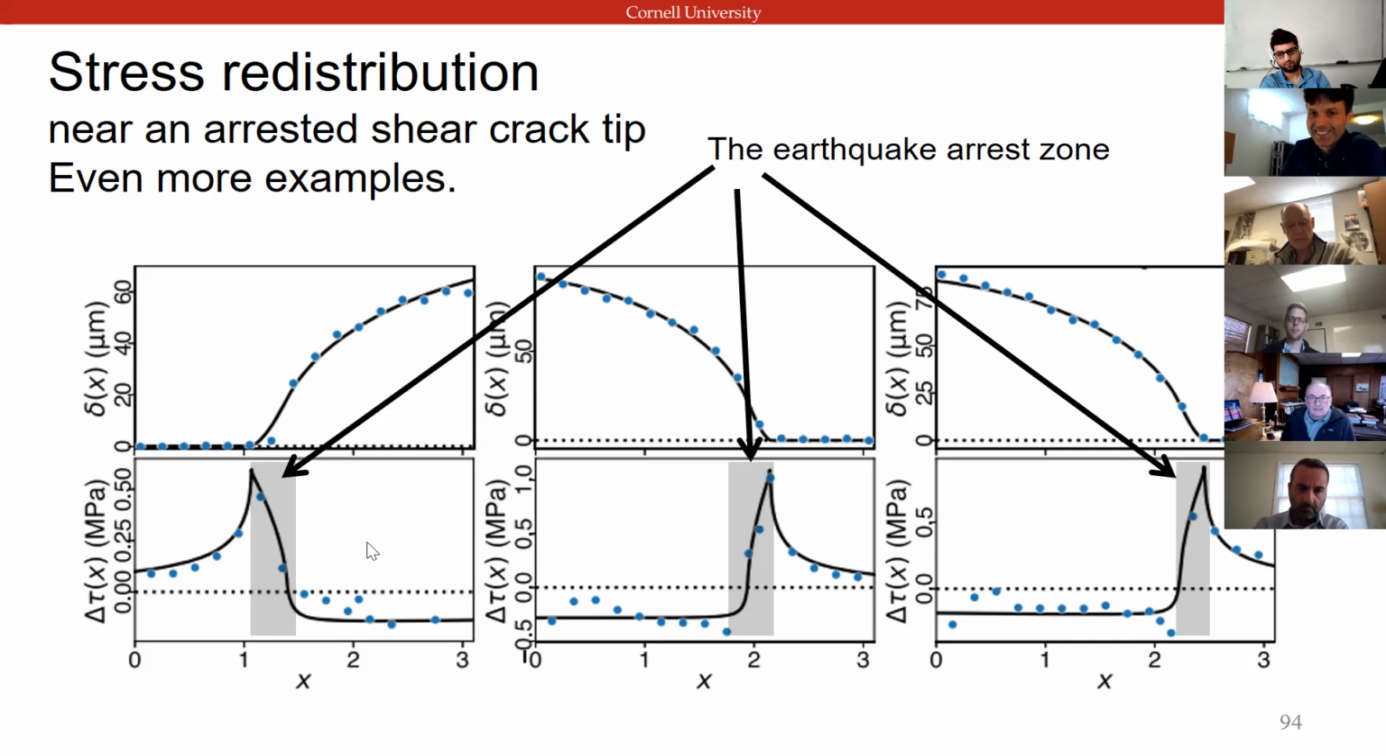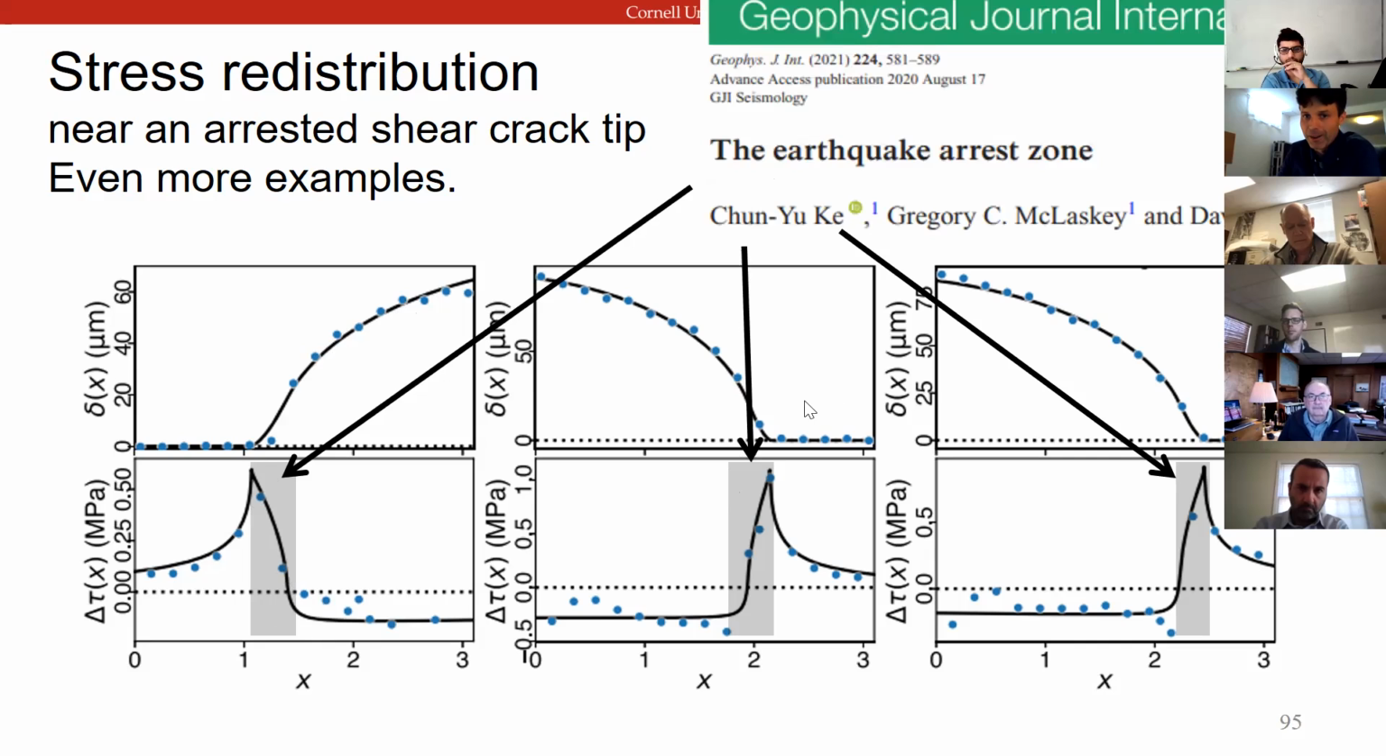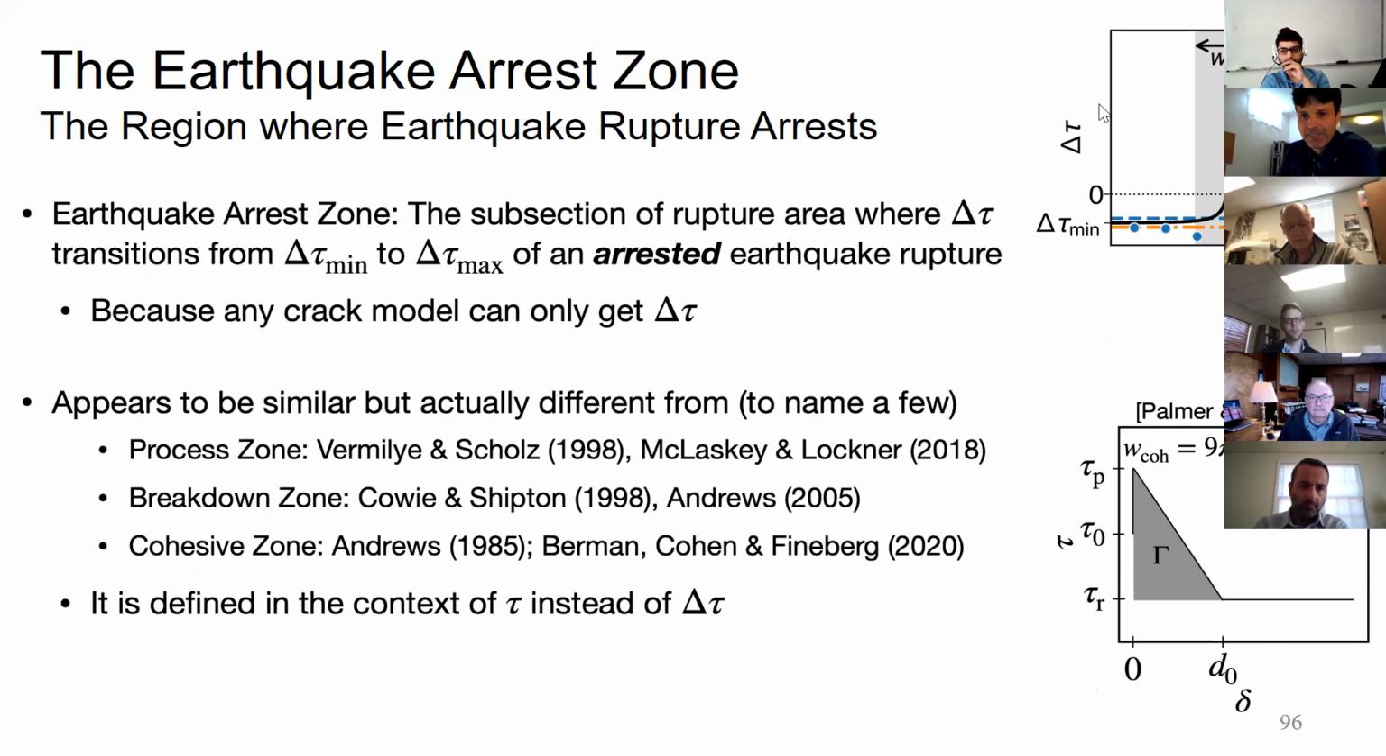And we were like, well, what is this thing? So we call it the earthquake arrest zone. It's the place where the earthquake wants to stop. And then we wrote a paper about it, which is published in GJI last year. So we were thinking about this rupture arrest thing. And we were talking about the arrest zone.